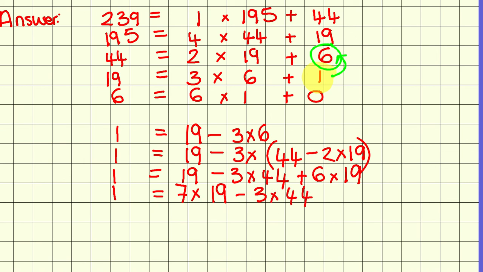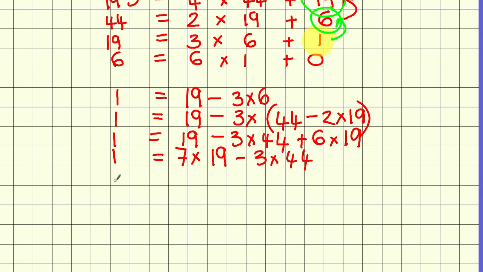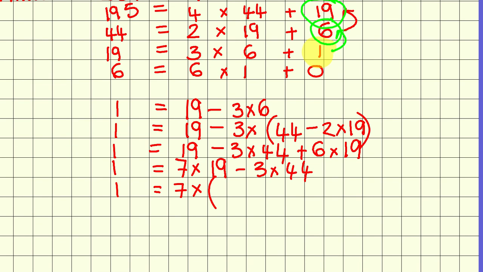Then what you're going to do is move up to your next remainder. So now you're going to look at the 19. Whenever you see a 19, and you should only see it in one place, you're going to change it for 195, take away 4 times 44. Here is where it starts to get a little bit messy. So whenever it's 19, I am just going to open brackets, then change it for 195, take away 4 times 44. Remember, everything else stays the same.